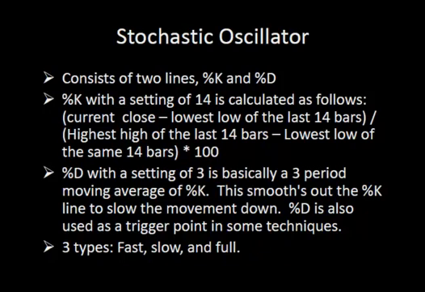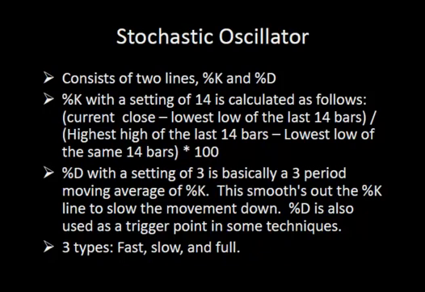The %D with the default setting of 3 is basically a 3-period moving average of %K. The purpose of this is to smooth out the %K line to slow down the movement. Some people also use the %D as a trigger point.